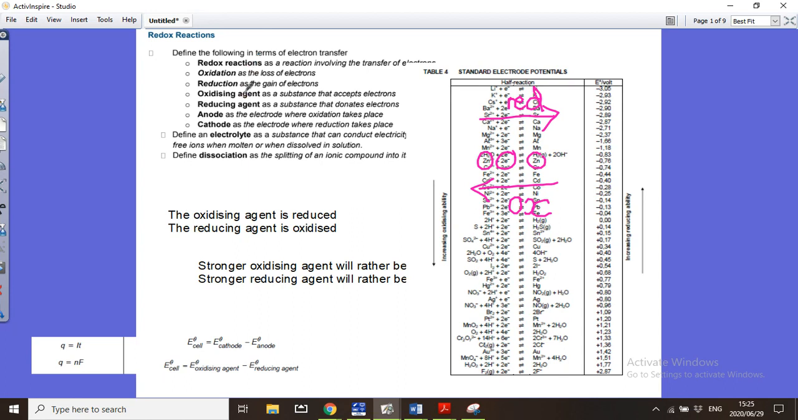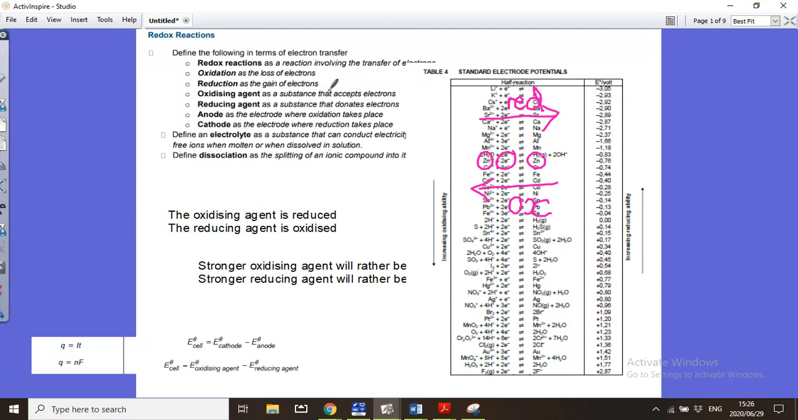Now, the oxidizing agent and the reducing agent. In this case, zinc is giving off an electron. So zinc is being oxidized, but for it to be oxidized, it needs something else to take up those electrons. And that something else will then be called the oxidizing agent. But if something takes up electrons, it is in itself being reduced. So that is what brings us to the oxidizing agent and the reducing agent.